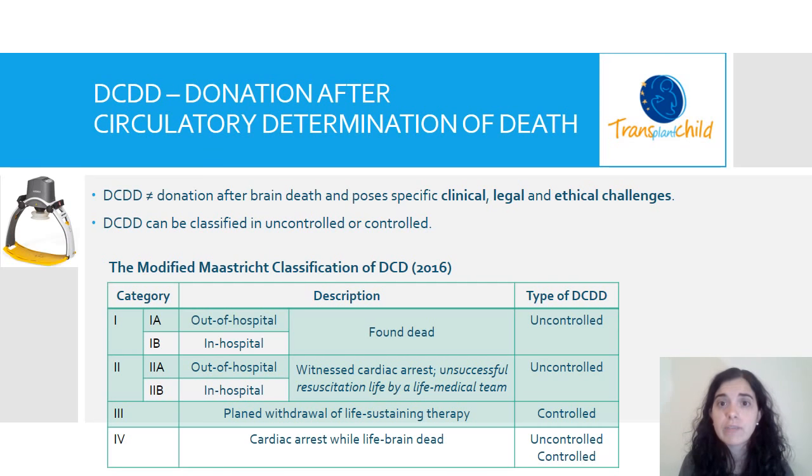DCDD can be classified as uncontrolled or controlled. The patients that can eventually become potential donors belong generally to categories 2 and 3. Category 2 is a witnessed cardiac arrest with unsuccessful resuscitation, which is uncontrolled DCDD, and category 3 is where there is a planned withdrawal of life-sustaining therapy, which is a controlled DCDD.